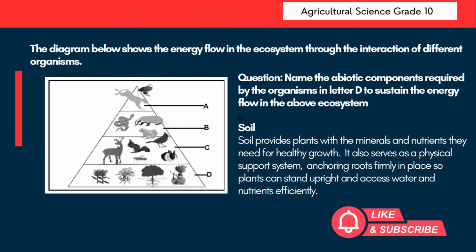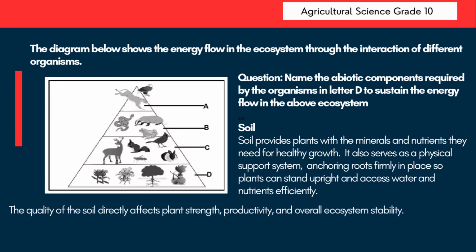Soil provides plants with the minerals and nutrients they need for healthy growth. It also serves as a physical support system, anchoring roots firmly in place so plants can stand upright and access water and nutrients efficiently. The quality of the soil directly affects plant strength, productivity, and overall ecosystem stability.